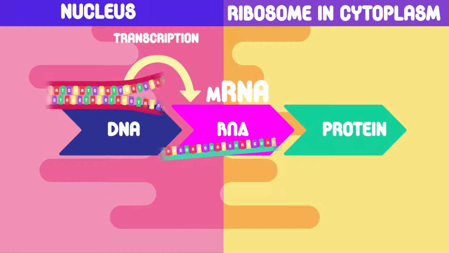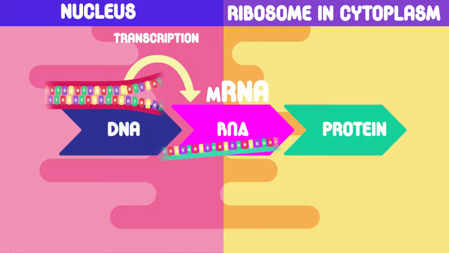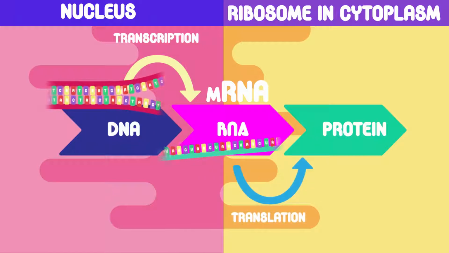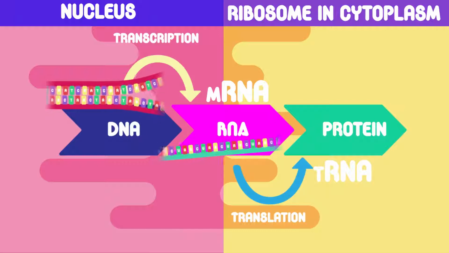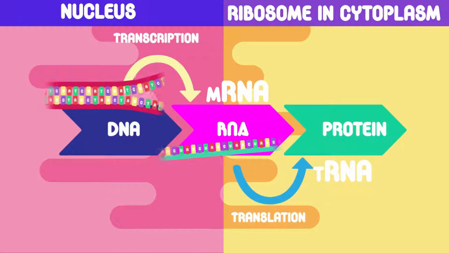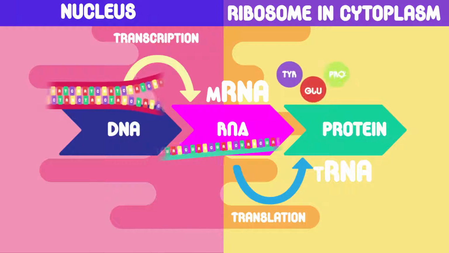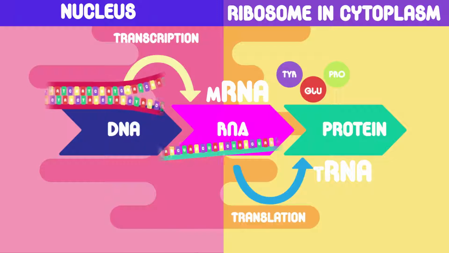In the ribosome, the nucleotide sequence of the mRNA is translated by the tRNA, which carry the related amino acids. The polypeptide chain is formed and will eventually fold into the required protein. So there is protein synthesis.